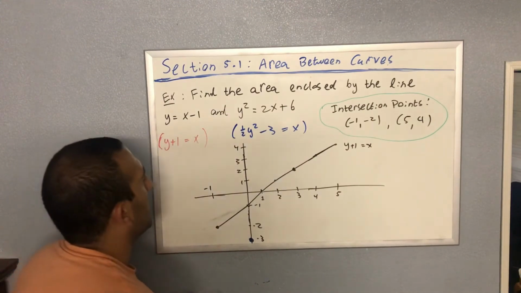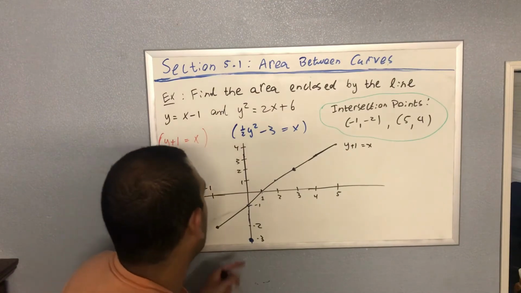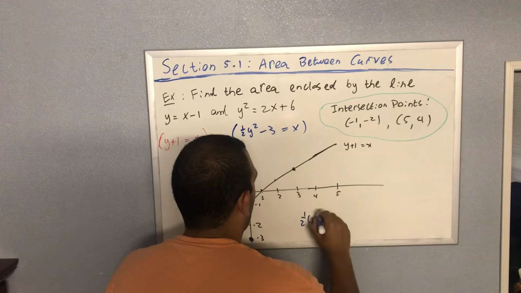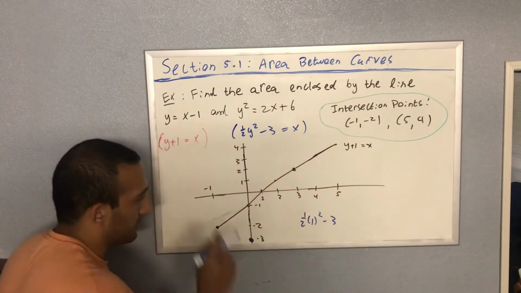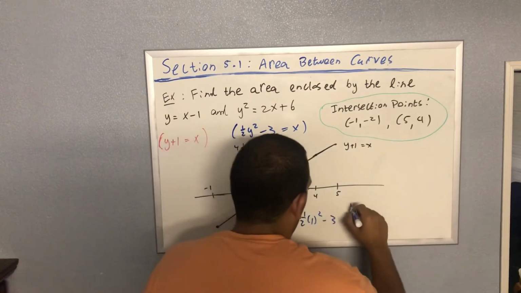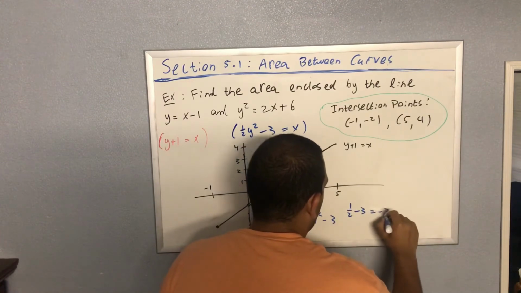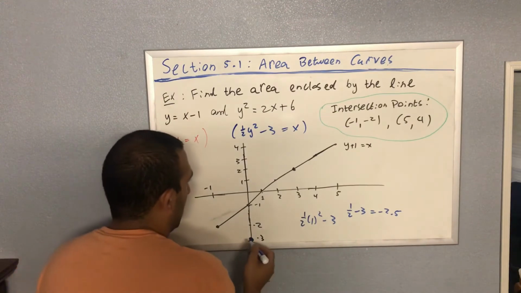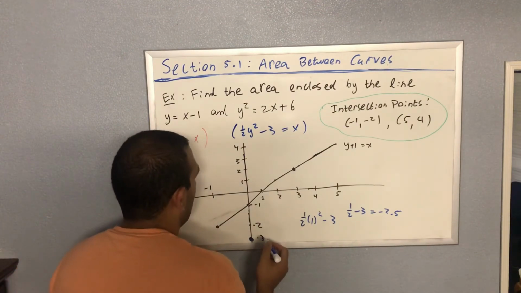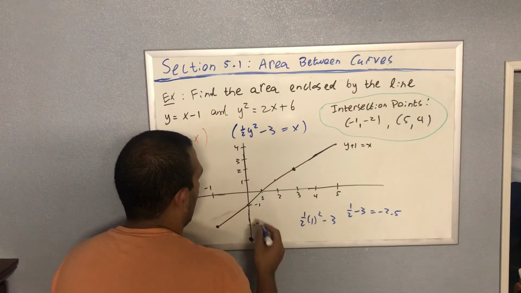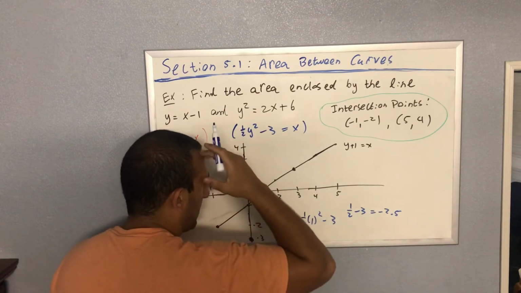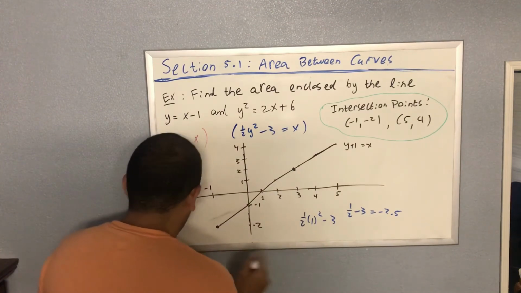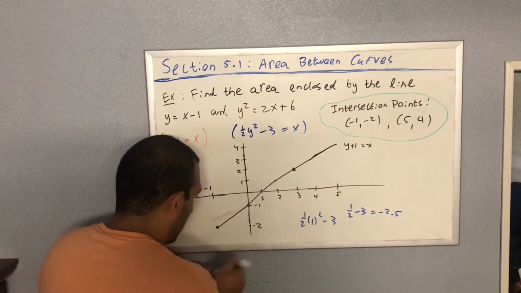And then if you stick, for example, 1 into here, you're going to get 1/2 1 squared minus 3. So what is that? 1/2 minus 3, which is -2.5. Oh sorry, I plotted this at the wrong place, my bad. Let's go back 1 second.